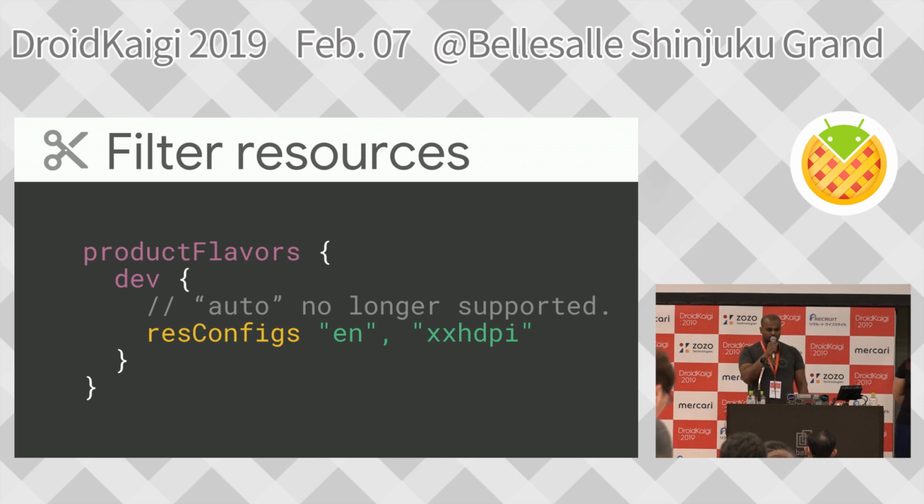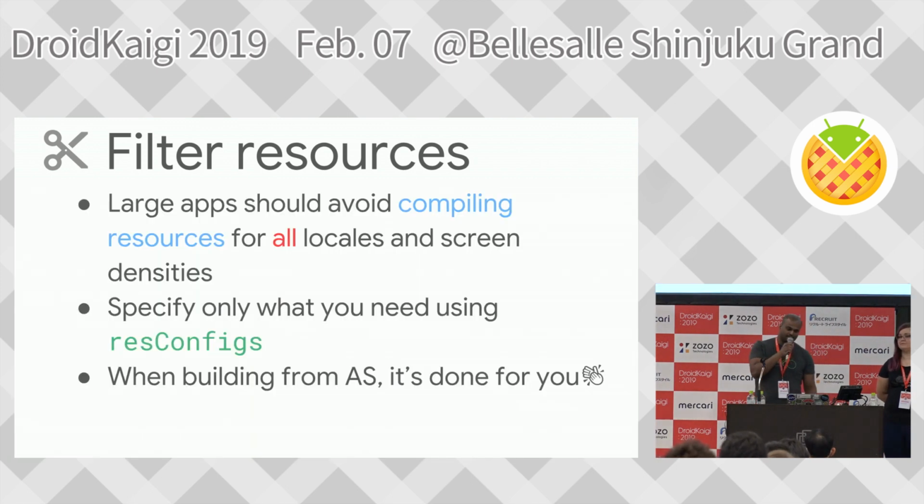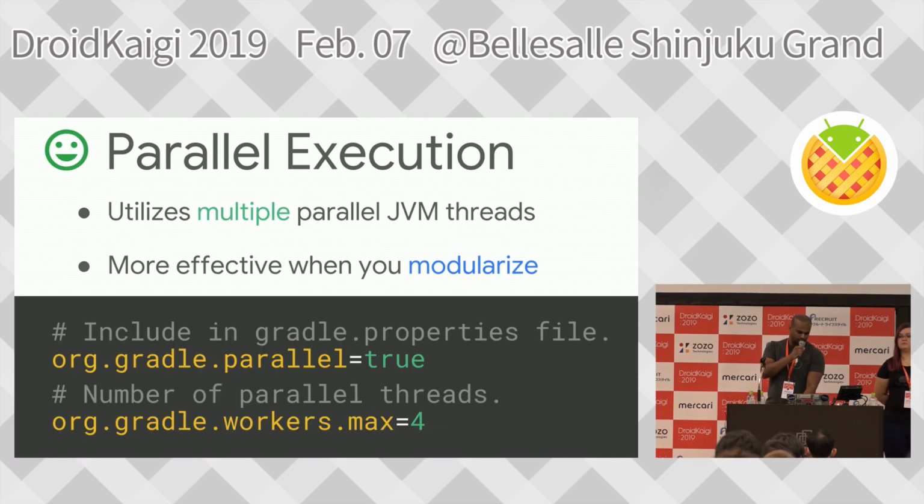Filtering resources is more important for command line builds, and we'll talk about why. You can filter the resources that you deploy to an APK or to a device using the resConfigs DSL. Because large apps can avoid compiling all the resources for every screen density and locale if you're only really testing on one particular device configuration. And the reason it's not so important for Android Studio is because Android Studio does this for you automatically based on the device that you're connected to. So you don't really have to even worry about that when using Android Studio.